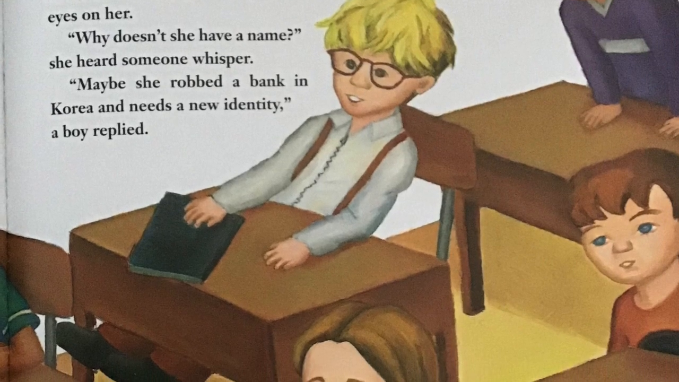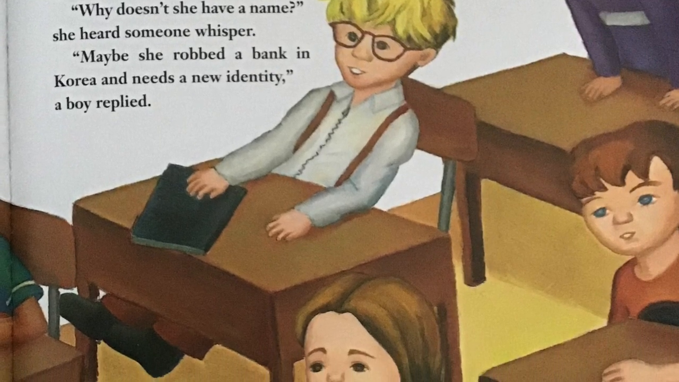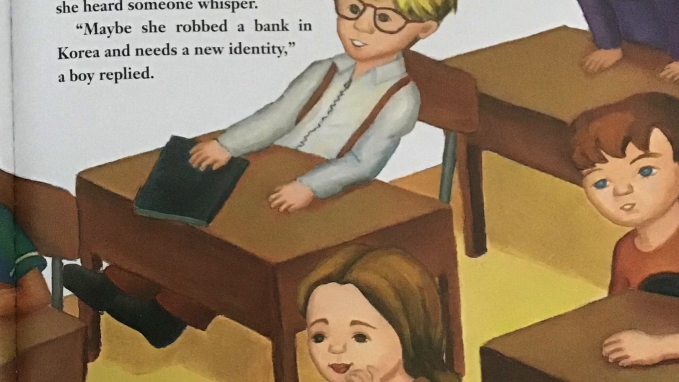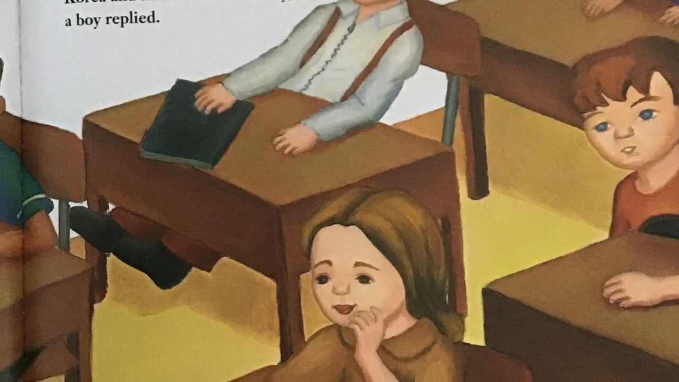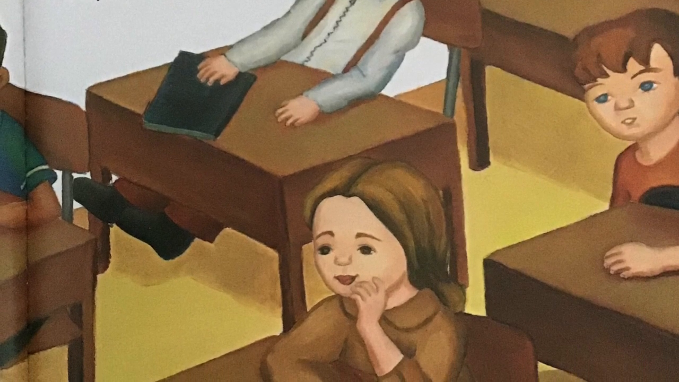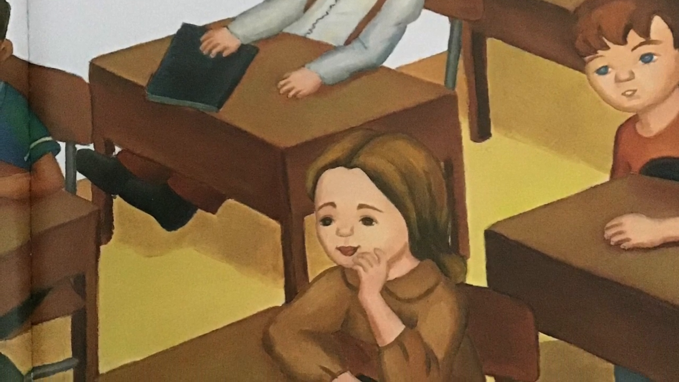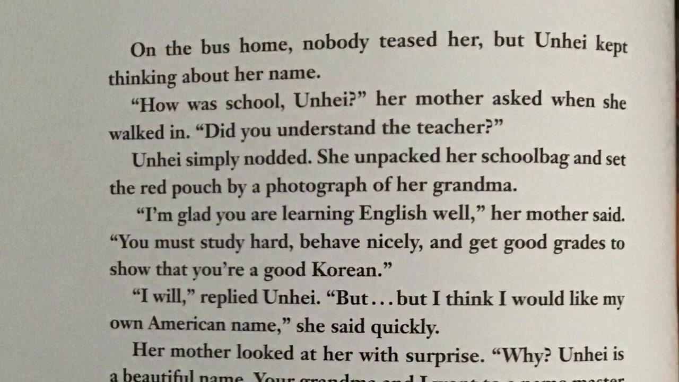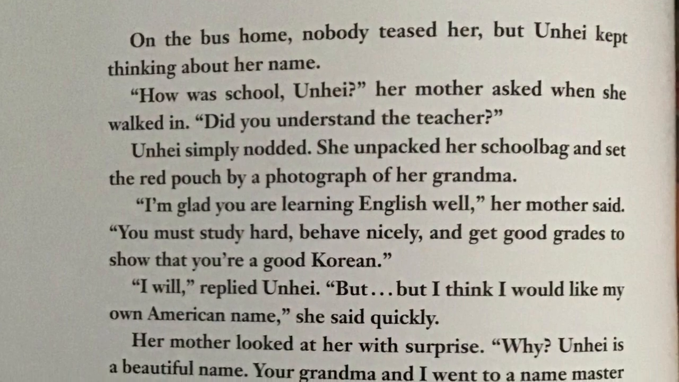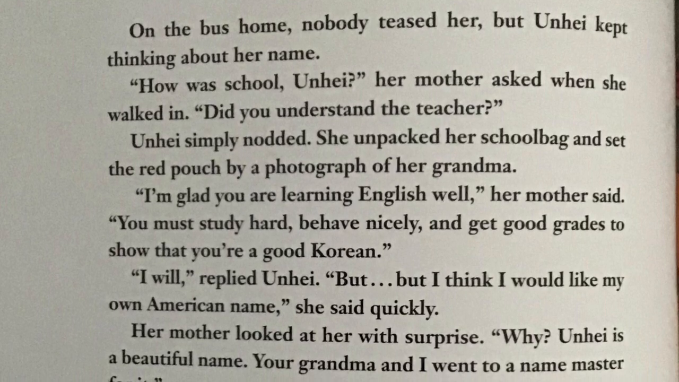As Mr. Kokotos showed her to her desk, she felt many round, curious eyes on her. "Why doesn't she have a name?" she heard someone whisper. "Maybe she's robbed a bank in Korea and needs a new identity," a boy replied. On the bus home, nobody teased her, but Eunhae kept thinking about her name.